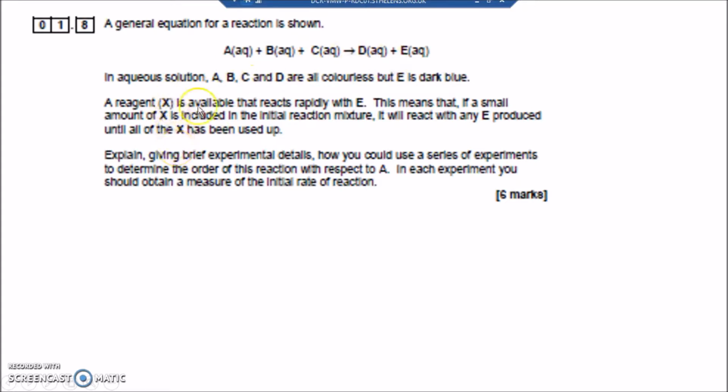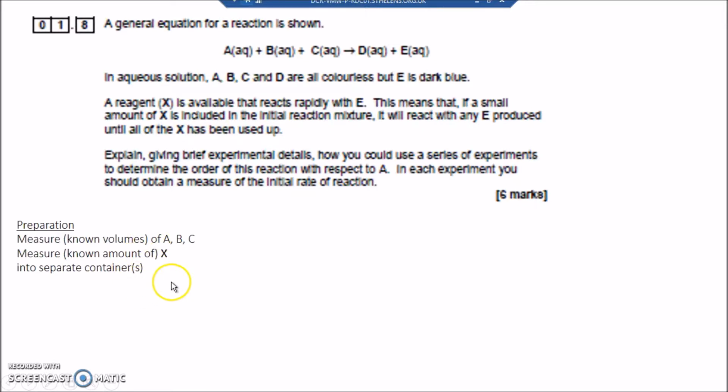So first of all, we're going to have to measure out a set volume of A, a set volume of B, and a set volume of C in separate containers. We'll measure out a volume of X into a separate container as well. So I've got a certain amount of A, B, C, and X in separate beakers, let's say. It doesn't matter how much you have.